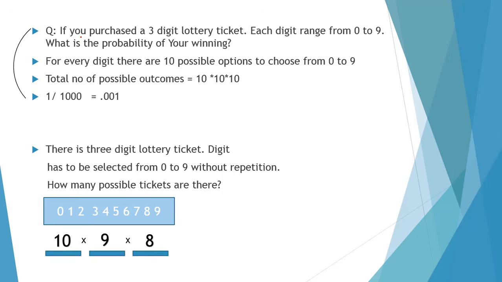This is the question from the last lecture in which, before calculating the probability, we actually calculated the total number of tickets by multiplying 10 three times. Because for every digit we have 10 choices to choose from, 0 to 9.